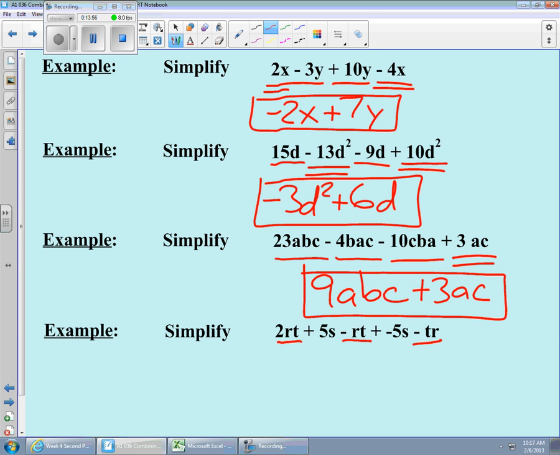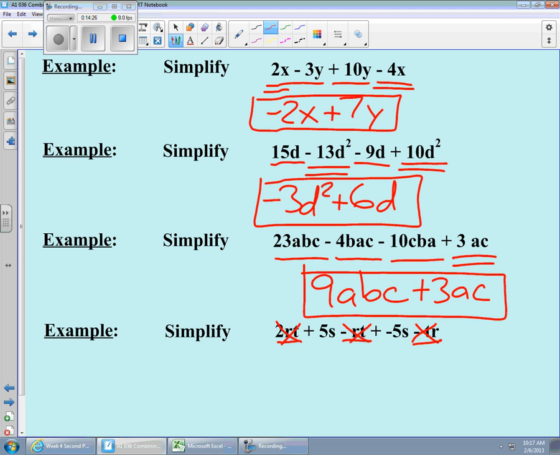Let's see how many RTs we have. Here there's positive 2 of them. In the middle, there's negative 1 of them. On the trail, there is negative 1 of them there. So 2, take away 1, down to 1. Take away another one, 0. 0 RTs. If there's 0 of them, do we even have to write them down in the answer? No. If they zero out, they're gone. We can forget about the RTs. We don't even need them in the problem anymore.